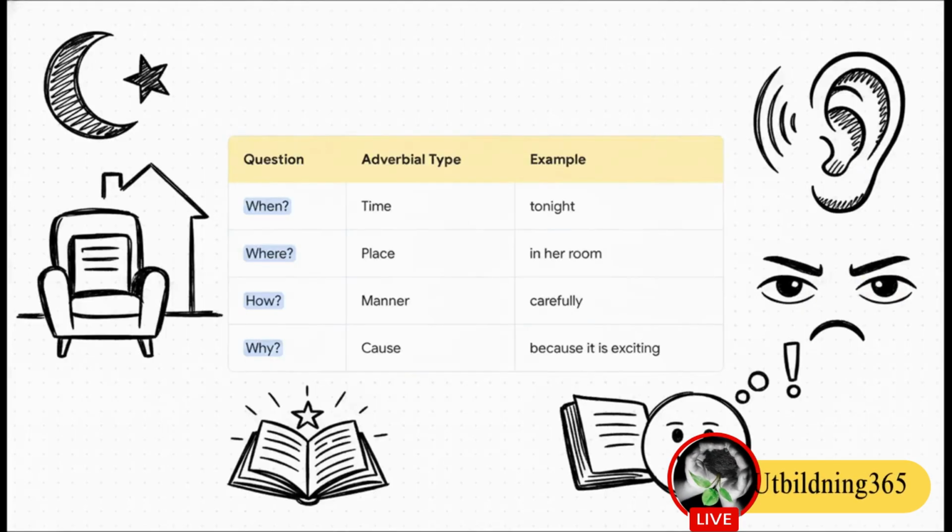Let's apply this to our story. We ask, when does someone turn up? The answer is an adverbial of time. Tonight. We ask, where is Maria reading? And that gives us place, in her room. How are they listening? That gives us manner, carefully. And if we were to ask why, the cause might be because it is exciting. See how each question just unlocks a whole new layer of detail?